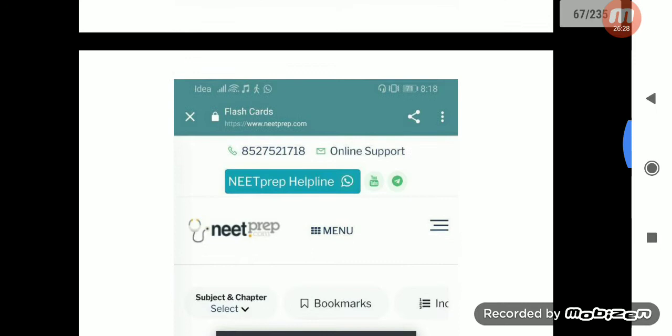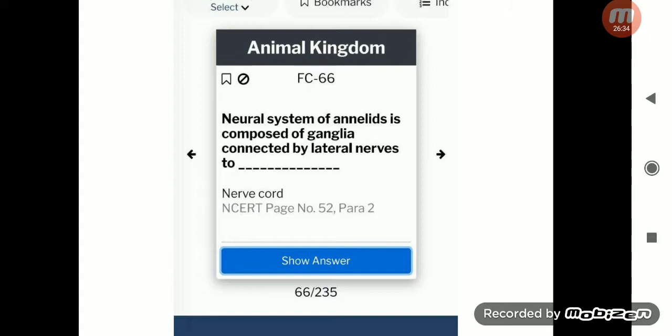The neural system of annelids is composed of ganglia connected by lateral nerves to the nerve cord.